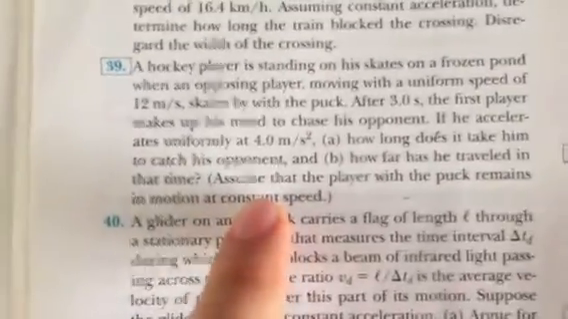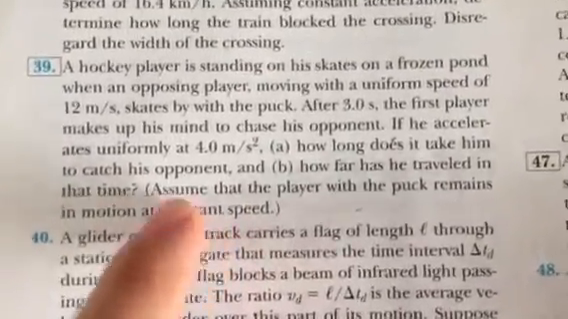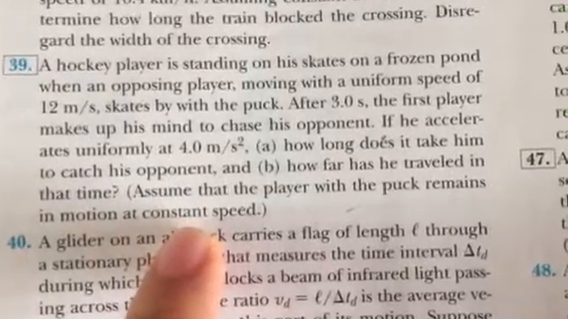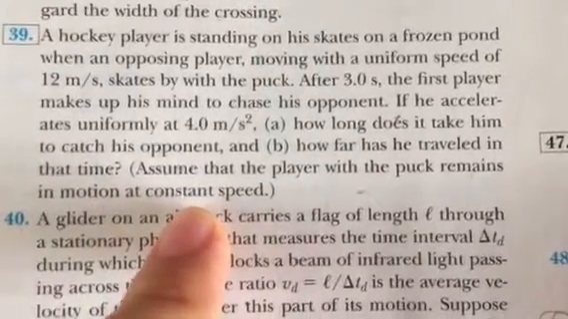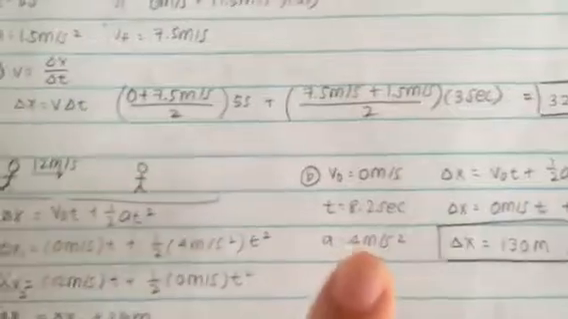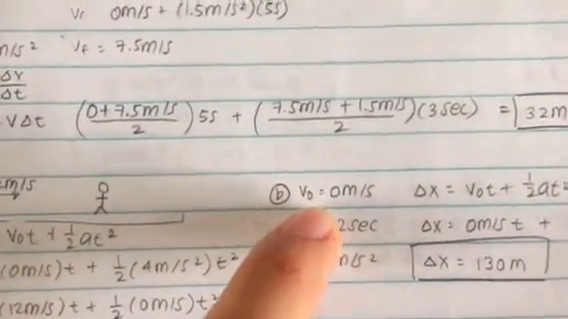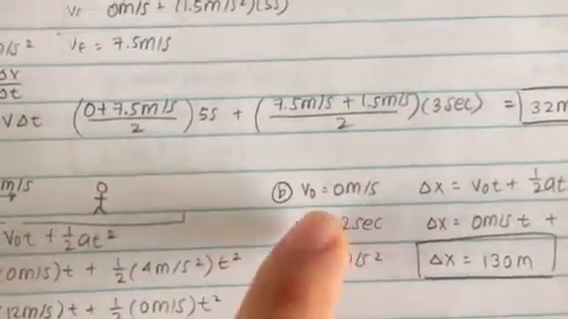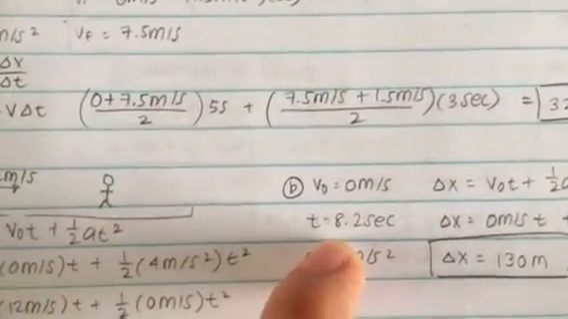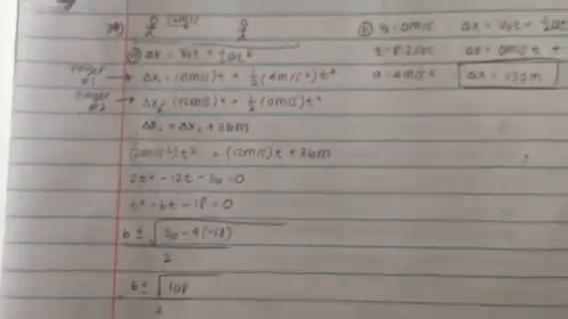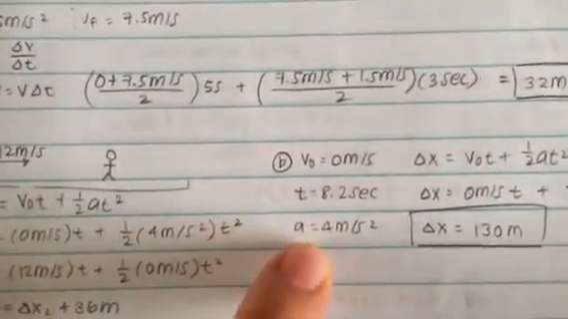And then for B, how far has he traveled in that time? Assume that the player with the puck remains in motion at constant speed. So now that you have time, you can use the original information given. So again, 0 meters per second because he was at rest in the beginning, and then 8.2 seconds, which we found here, and then acceleration is 4 meters per second squared as given in the problem.